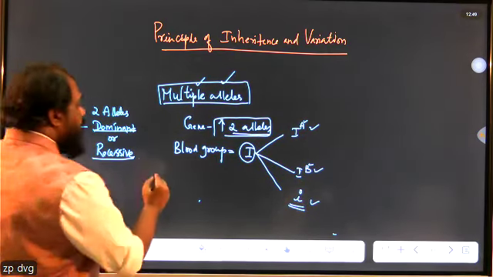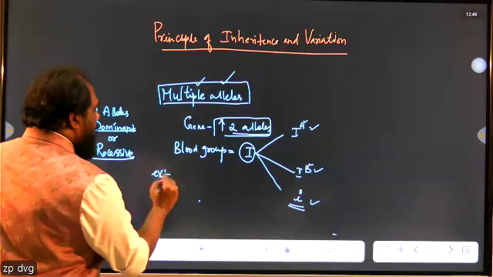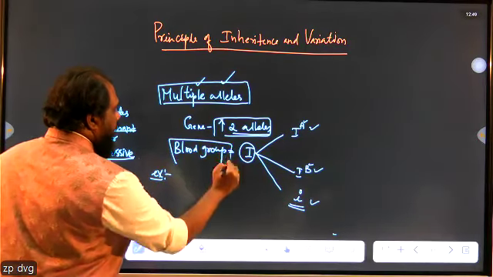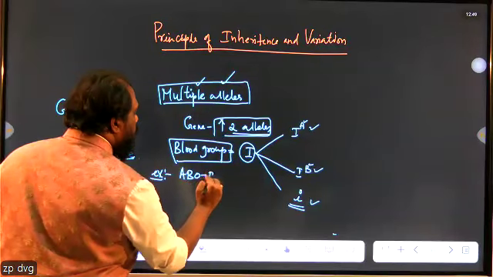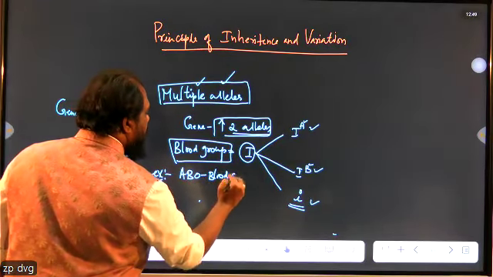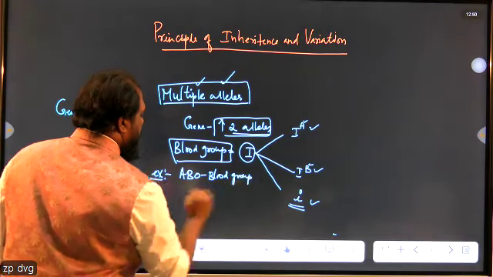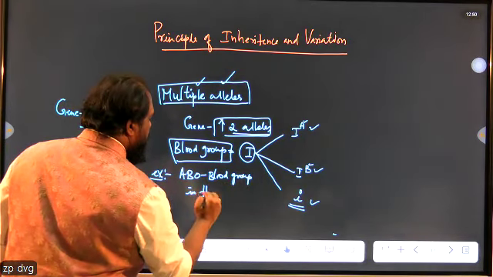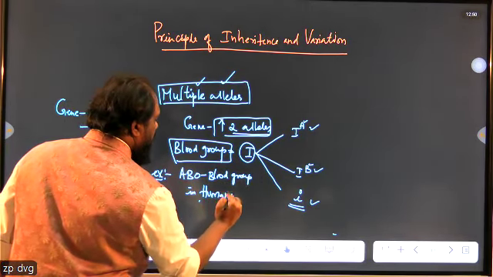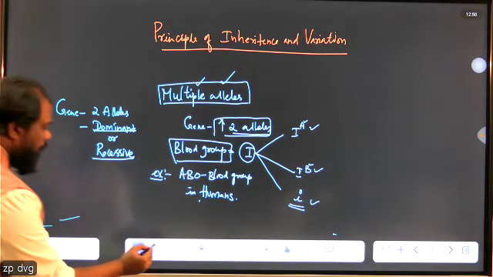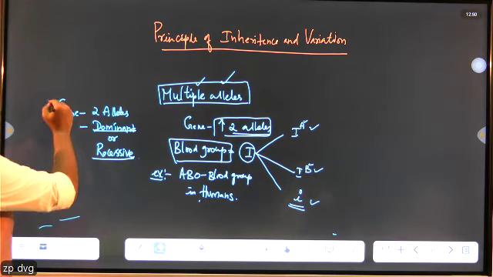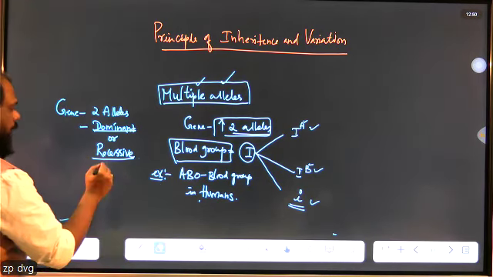So if the question comes, give me an example for multiple alleles, then you can write blood group. To be precise, you should write ABO blood group in humans. Okay, so this is multiple alleles. Any doubt? So we discussed multiple alleles.